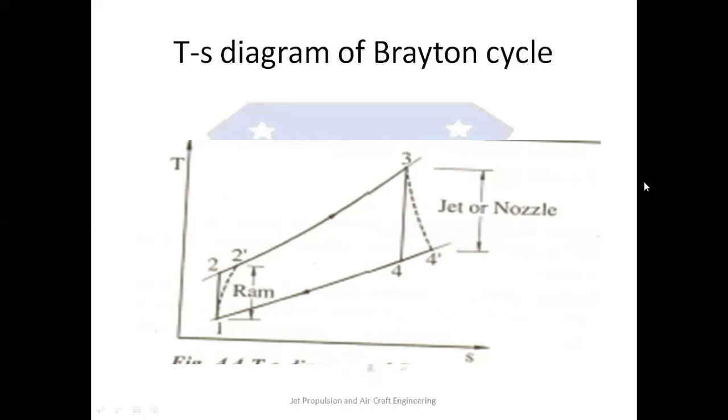But in actual practice, there will be losses due to shock, friction, and mixing in the diffuser, and losses in the nozzle too. So the actual compression and expansion take place by the processes 1 to 2 dash and 3 to 4 dash respectively, which is shown in the diagram.